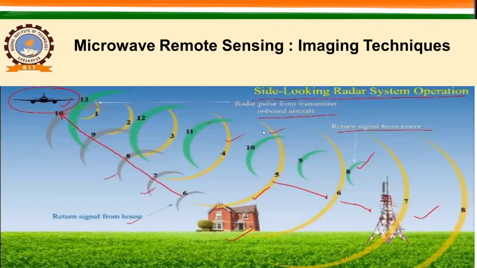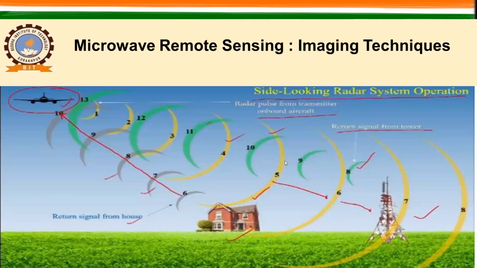Depending upon their position and the time when they interact with your transmitted signal, once it is over, it will reach your sensor, and then they will be recorded, separated, and your microwave image will be generated. So here everything is now mentioned. These are basically radar pulses from the transmitter on board the aircraft, this yellow color, right? And the return signal from the tower is in green, and the return signal from your house is in gray color.